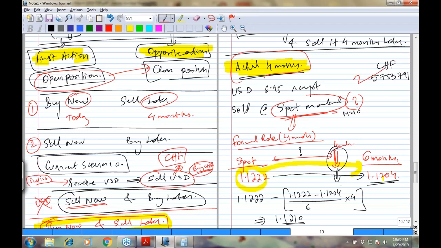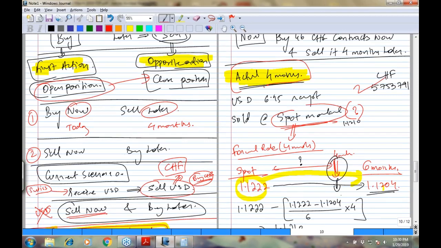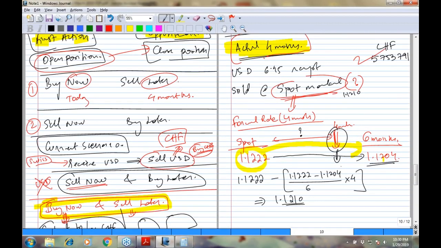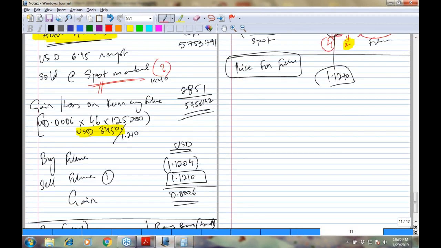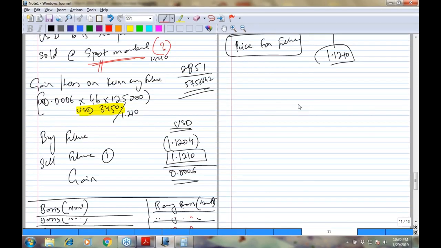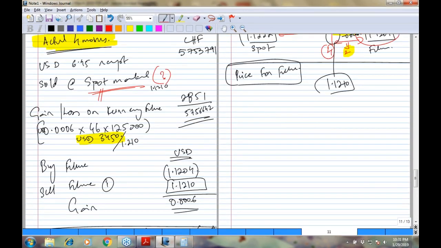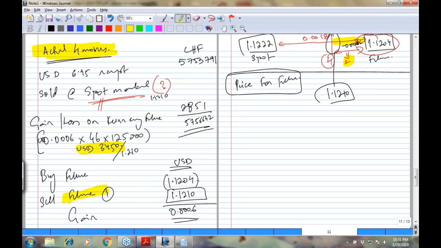Okay, now next. Once we sell it at the spot market and get this amount of CHF, what next? The strategy was buy now, sell later. We have already bought 46 future contracts, and we now need to close them. How would we close those future contracts? That is something that needs to be understood. To close them, you will have to sell those future contracts. Now, what price would you sell them at? You will have to estimate the price of the future contract at that date. How do we estimate it?